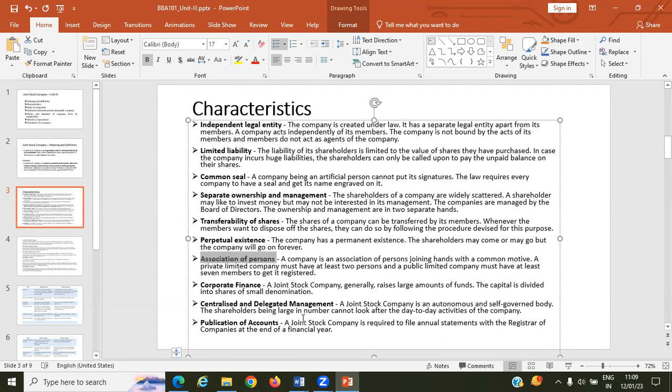Independent legal entity. Company itself is an artificial person. It has its own assets, its own liabilities, its own identity, just like you. That is known as independent legal entity. In front of law, in the law's eye, the company is a person. It's an artificial person. Only thing, the company cannot breathe.